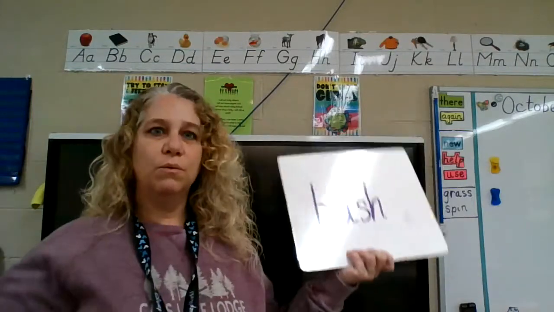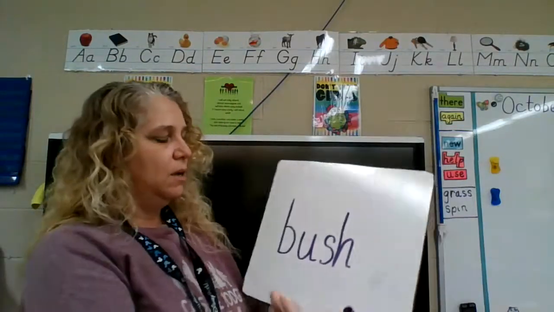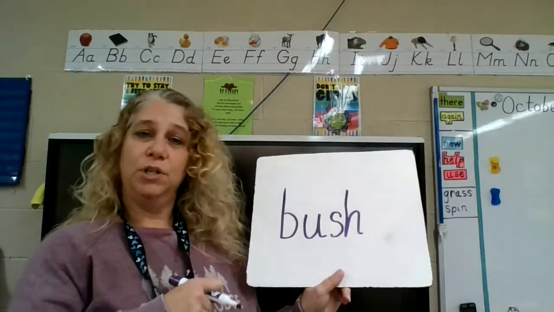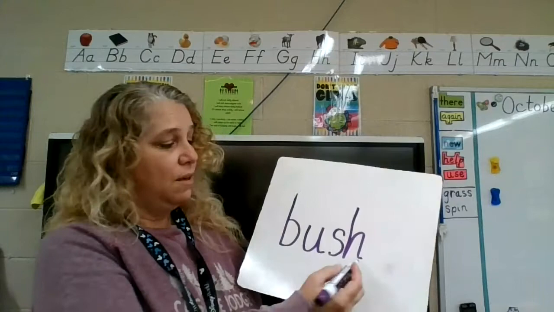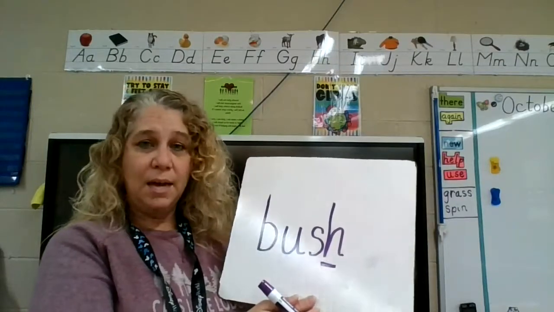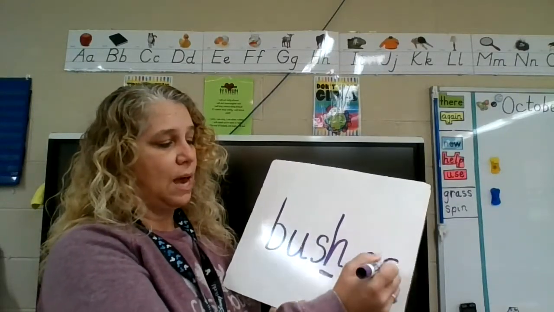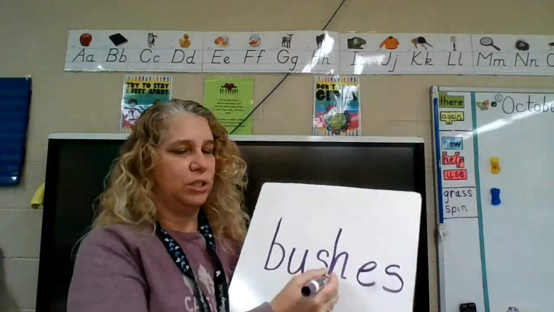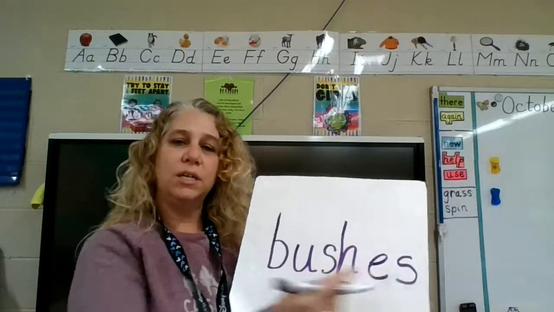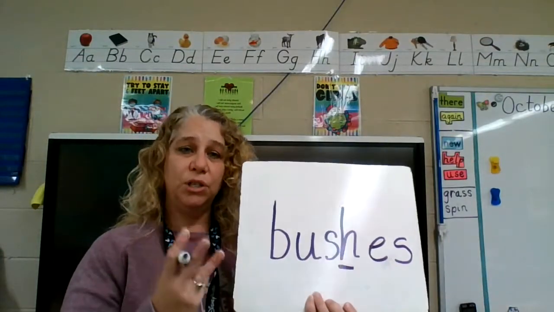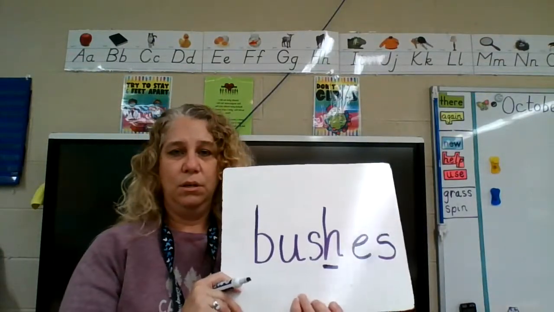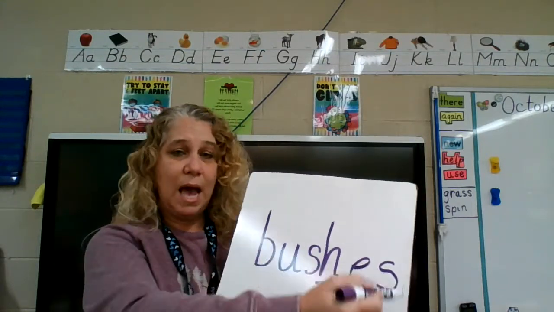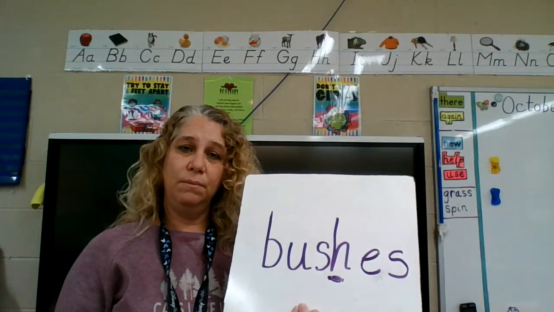Or it grows really big, and so we have to trim it. But I don't just have one bush. I have 2, 3 bushes. Bushes. That SH, again, makes me have to do the ES. So, because it's bush, we can't really go bushes, bushes. We say bushes. I have 3 bushes in front of my house. So, SH is another one that you have to put in ES to make it plural.